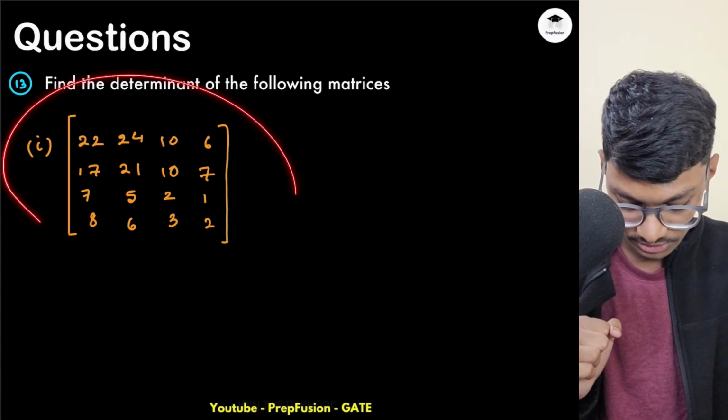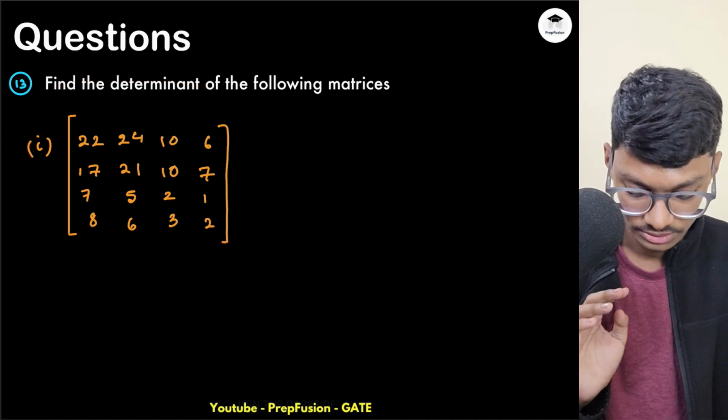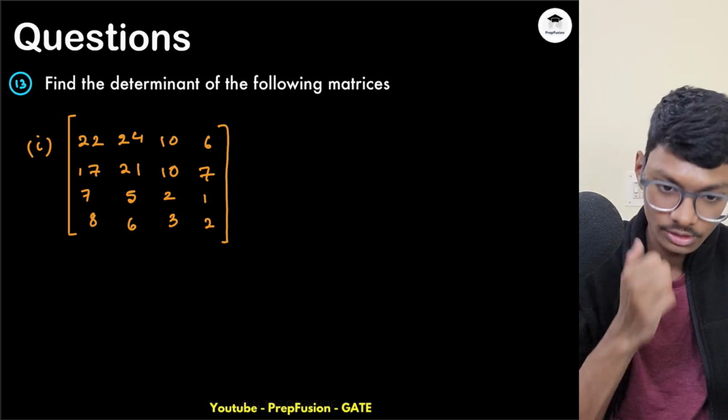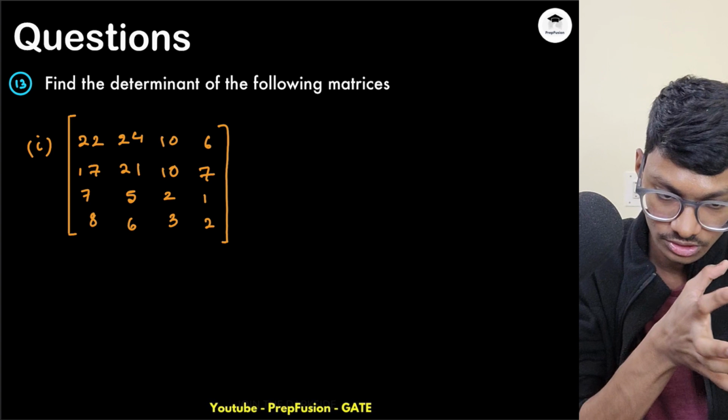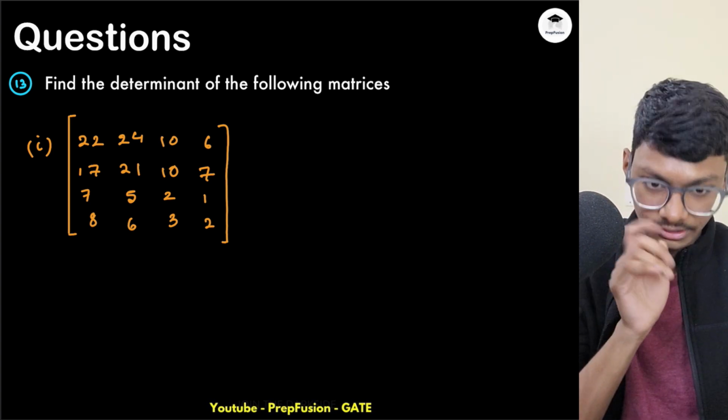So this is the first question basically. Here we have to find the determinant of this. So how can you do this? Basically, you can use just the property that we used now, or you can use a linearly independent property also. Okay, so we will see that.